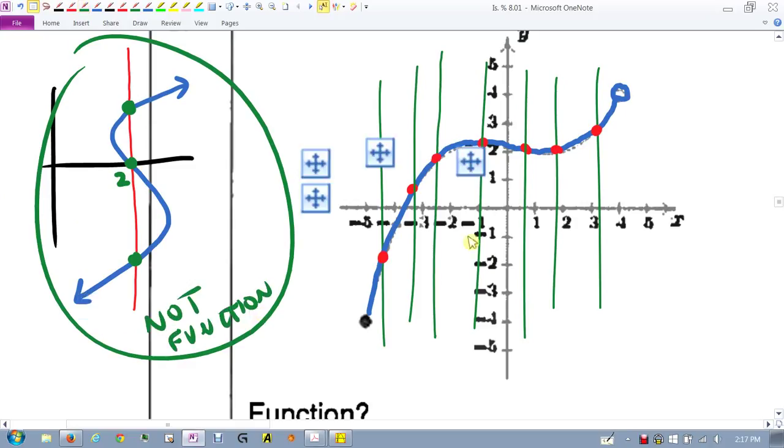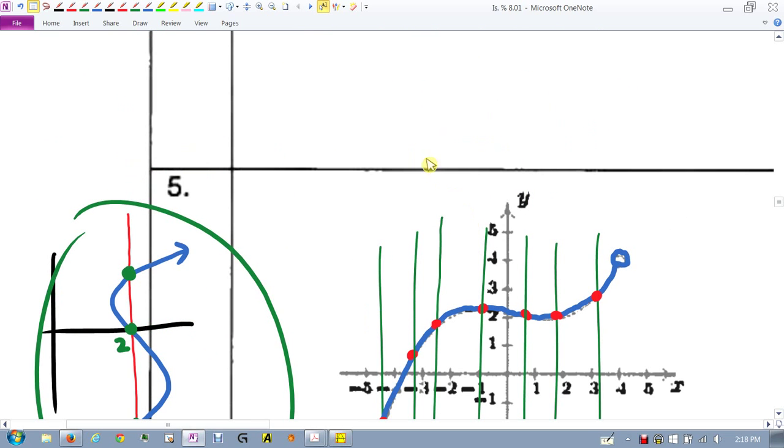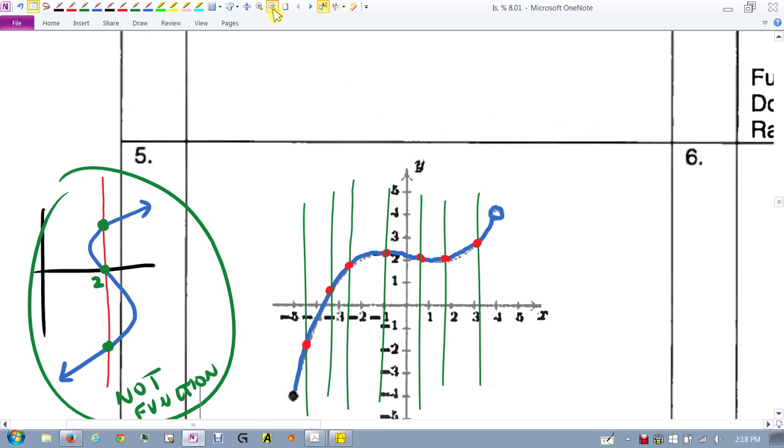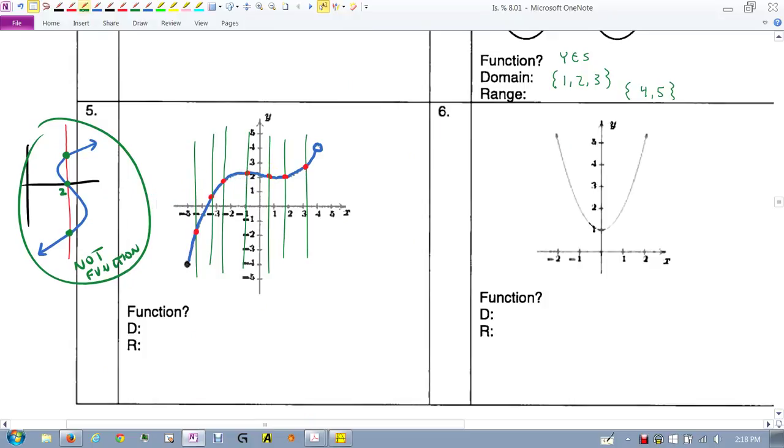This one, on the other hand, passes the vertical line test, so it is a function. So the answer here was yes. What's the domain? So the domain's a little trickier here. What we're doing is we're looking for domain. We're saying what x's can be plugged in, and it actually spits something out.